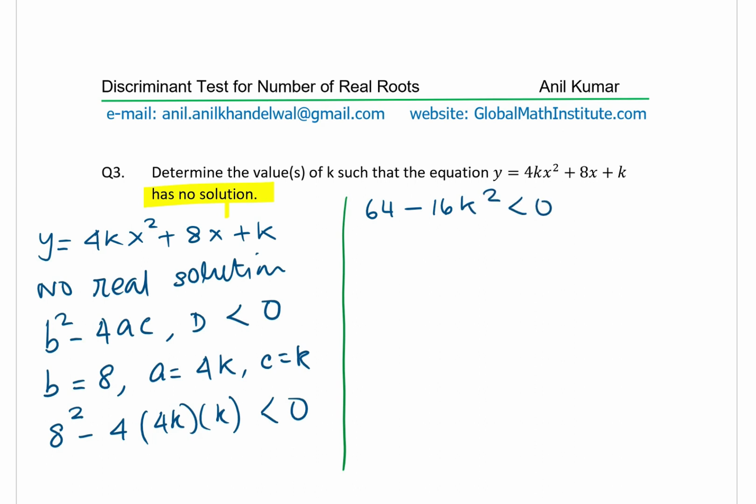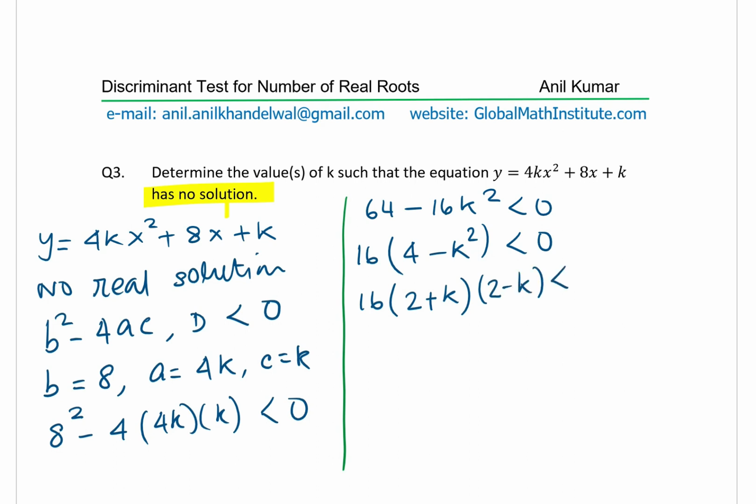Now you can take 16 common. It's good to factor and then solve. 16 goes 4 times in 64. We have 4 minus k squared less than 0. And that is 16 times, you can write this as 2 plus k and 2 minus k, which is less than 0. So see, when you multiply this, you actually get negative k squared, right?